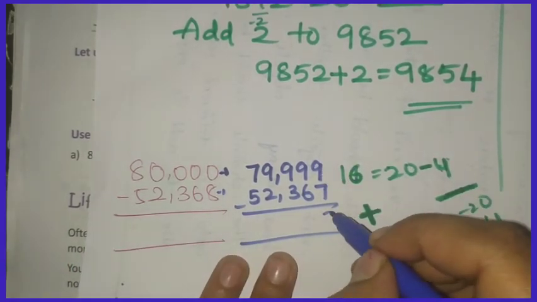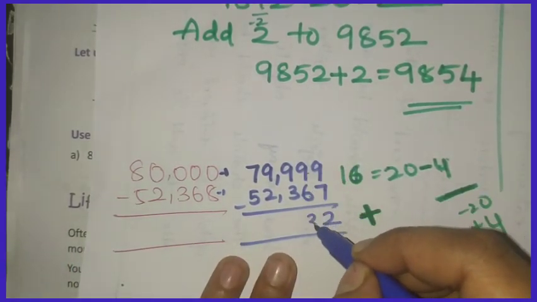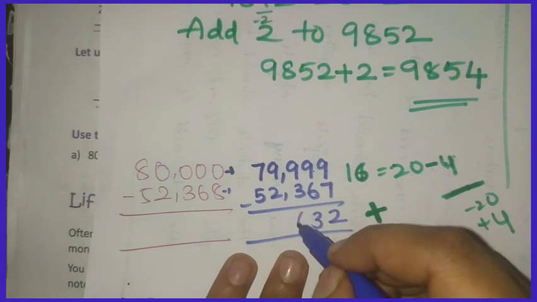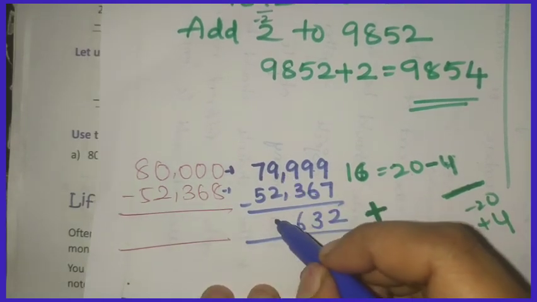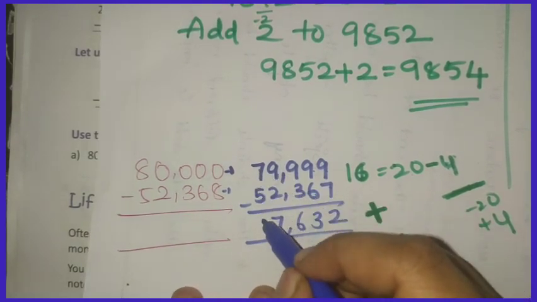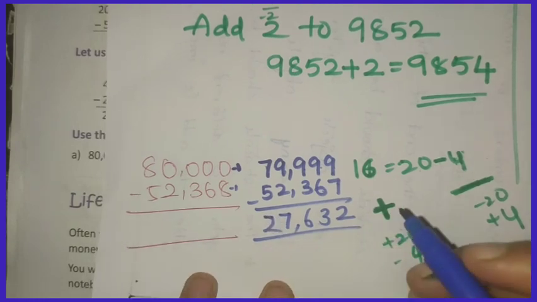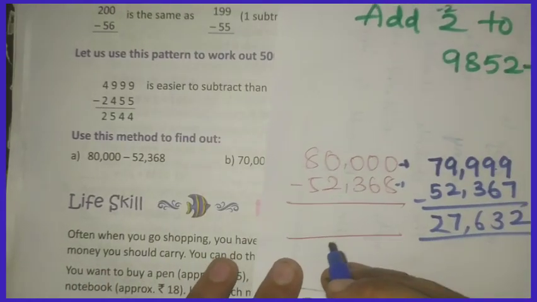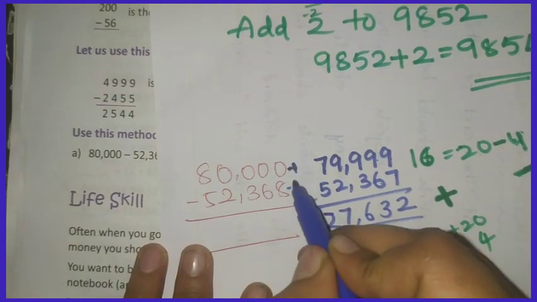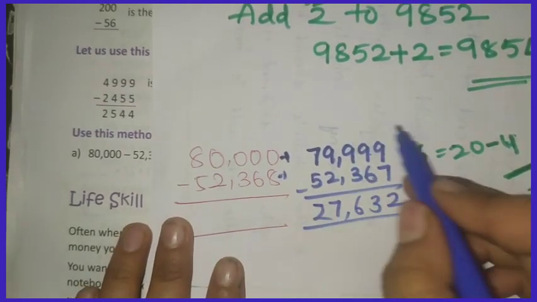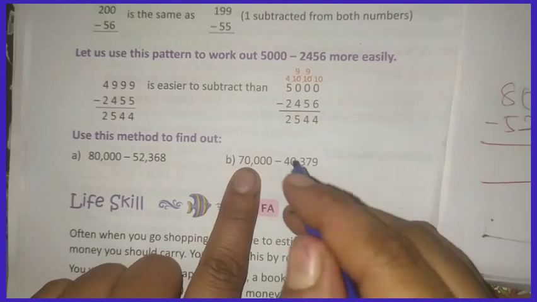9 minus 7 is 2. 9 minus 6 is 3. 9 minus 3 is 6. 9 minus 2 is 7. 7 minus 5 is 2. Okay, same, nothing else is there. We have to subtract 1 here, 1 here, then we will get this. Okay, it is easy, do this one.